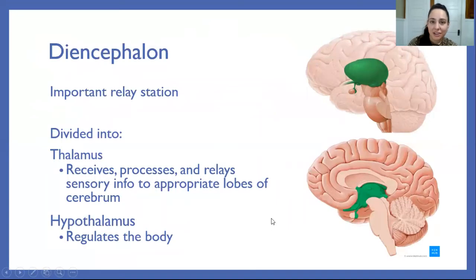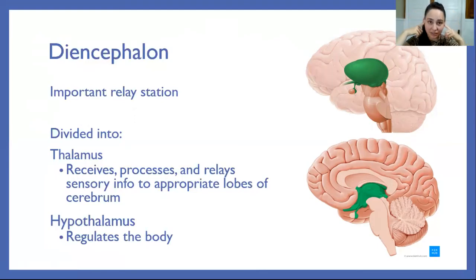In the very center of the brain, we have the diencephalon. Now, this is a very important relay station. It's not going to be making those decisions. It's not that higher thinking. But what it does is it brings up all the input from the spinal cord, from the body, from your whole periphery that came in, goes into the diencephalon. And there, we're going to process that information and relay it to the rest of the brain.